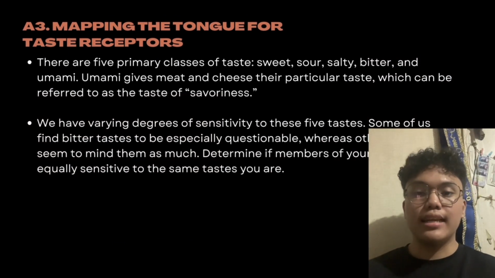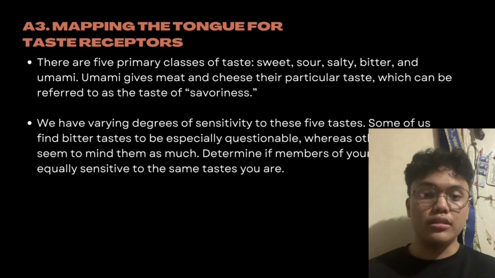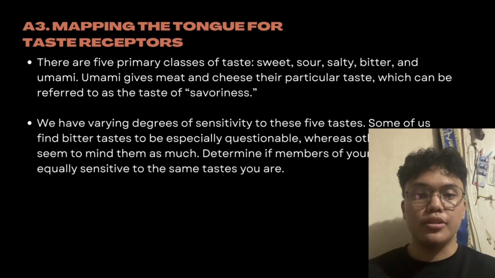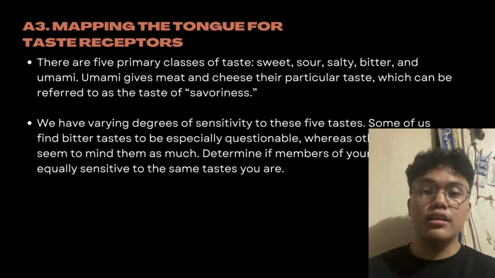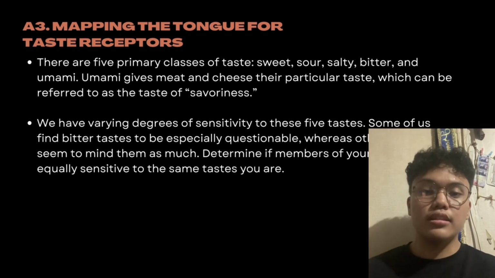There are 5 primary classes of taste: sweet, sour, salty, bitter, and umami. Umami gives meat and cheese their particular taste, which can be referred to as a taste of savoriness. We have varying degrees of sensitivity to these 5 tastes. Some of us find the bitter tastes to be especially questionable, whereas others do not seem to mind them as much. To determine the differences in sensitivities to taste, an experiment can be conducted.